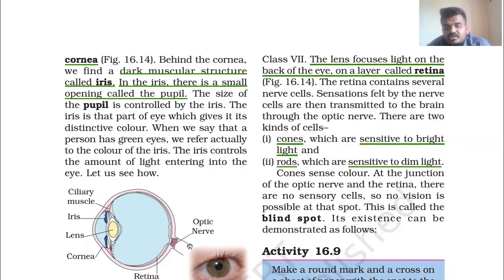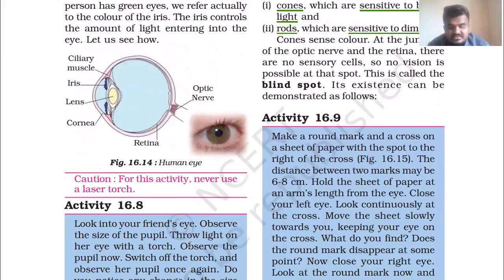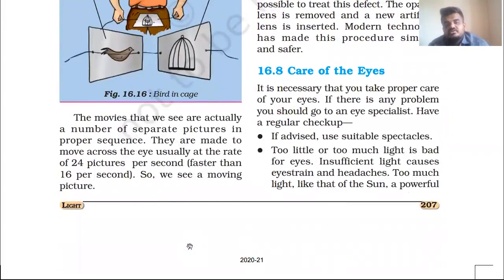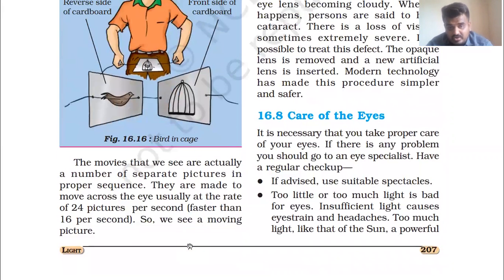There are two kinds of cells, cones and rods. Cones are sensitive to bright light, whereas rods are sensitive to dim light. So this is the basics we have discussed about the eye. After that, we discussed care of the eyes.